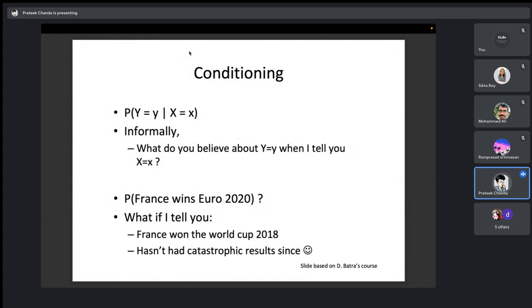I picked this one up from one of the slides of another course by Professor Batra, and the dates are, I think, a little bit earlier. So this is one example.